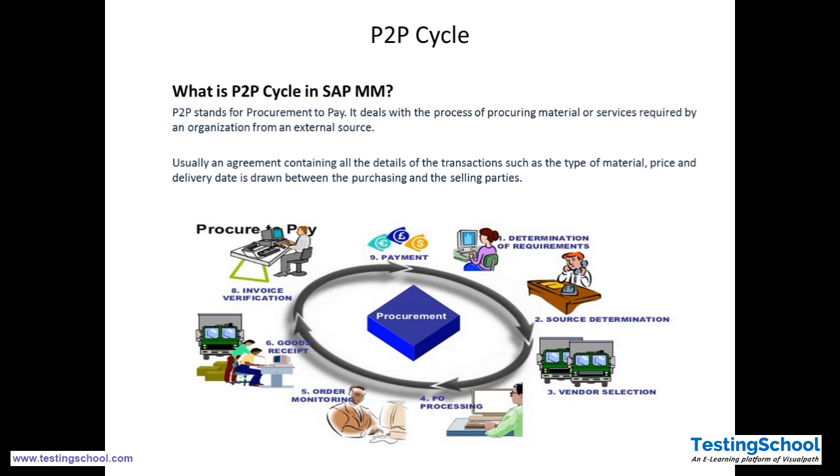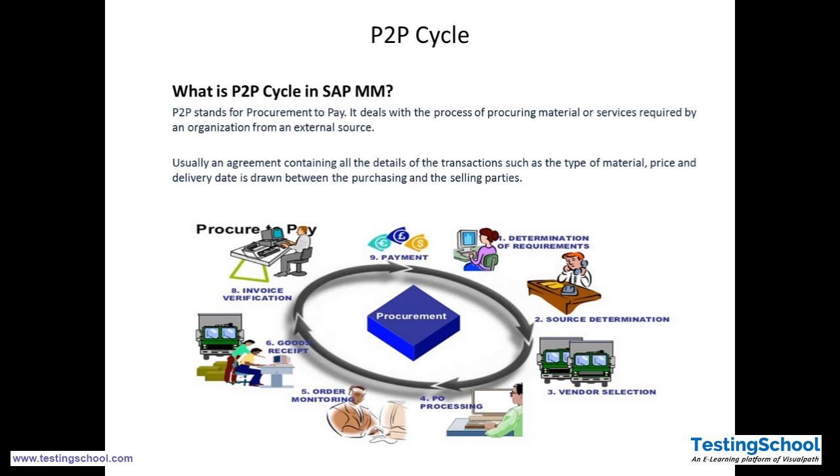So the procurement cycle has a few steps, like determination of requirement. What is your requirement? What do you want to procure exactly? If the requirement is vague, then the procurement may not be very efficient and effective. To make the procurement efficient and effective, we have to be very clear on our requirement.